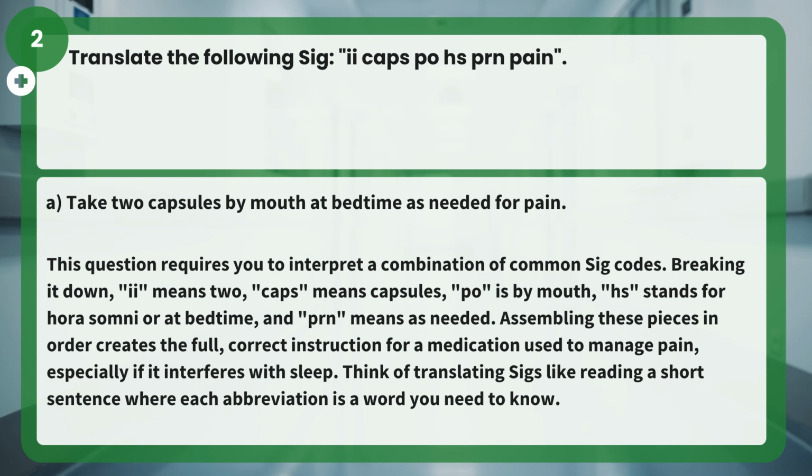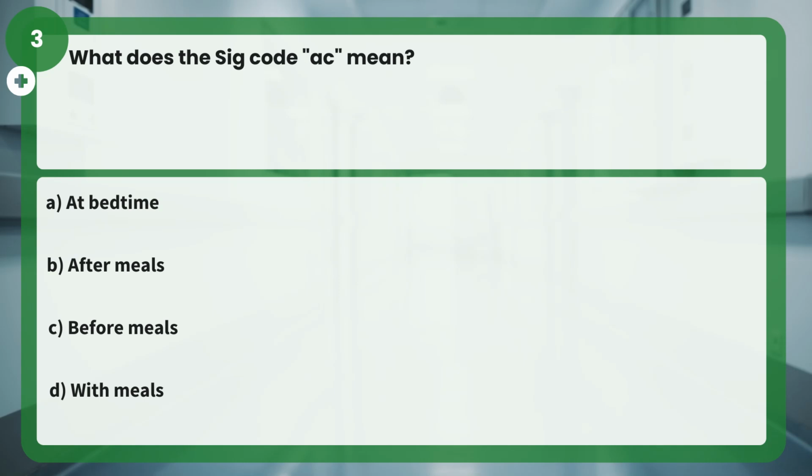Assembling these pieces in order creates the full, correct instruction for a medication used to manage pain, especially if it interferes with sleep. Think of translating SIGs like reading a short sentence where each abbreviation is a word you need to know. Question 3. What does the SIG code AC mean? A. At bedtime. B. After meals. C. Before meals. D. With meals.